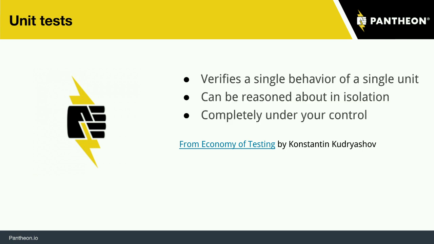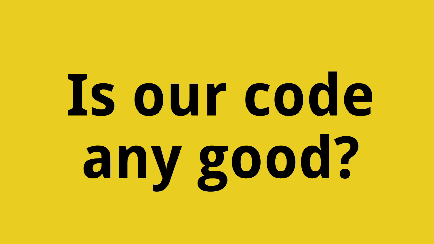When we're talking about unit testing, we're talking about the smallest units that we have as developers, testing individual functions, testing individual classes, testing individual methods. We know we're doing unit testing when we can reason about our tests in isolation, when we can look at a test and see that the only thing that this test touches is a method, and it's a method that someone on the team wrote. It's a method that we have totally under our control.